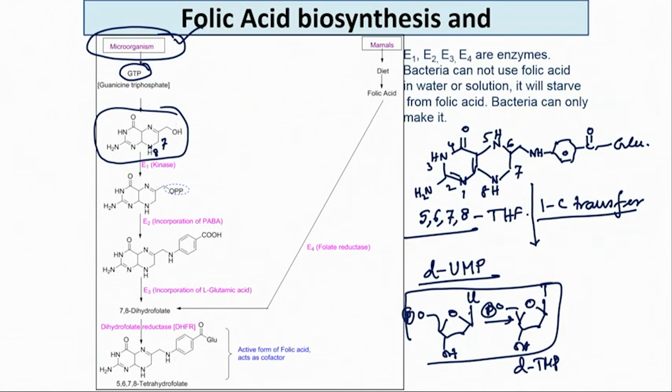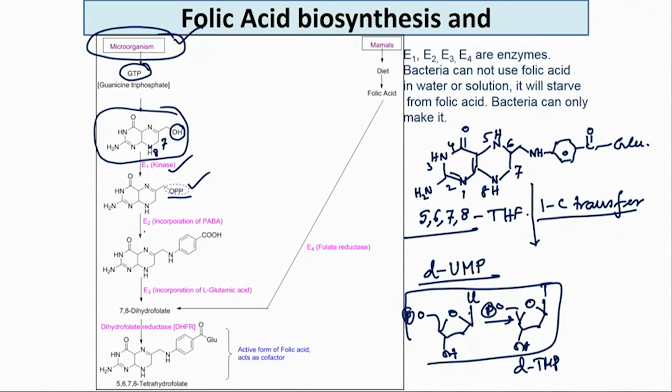The second is this OH has to be replaced by para-amino benzoic acid, but OH is a bad leaving group. So, that has been converted to a phosphate or pyrophosphate. In fact, it is a kinase enzyme which does pyrophosphorylation. The pyrophosphorylation makes it a very good leaving group.